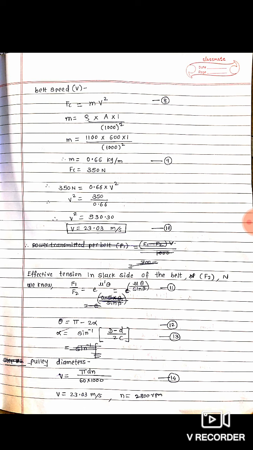So if we want to find out the angle alpha, then we must know the diameters of pulleys. Center to center distance is already given, that is c. So for calculating the diameters, we first use the belt speed relation, that is v is equal to pi into small size pulley diameter d into the speed of that pulley, that is n, divided by 60 into 1000. We already calculated the value of v, that is 23.03 meters per second. We know the speed, that is 2800 rpm. We substitute both the values, then the only unknown is small d.